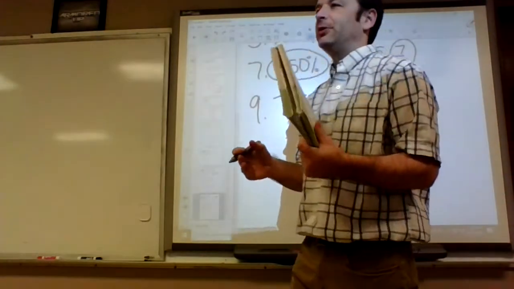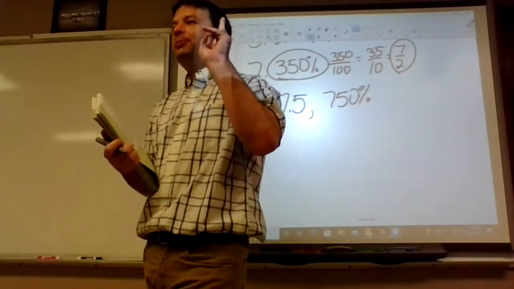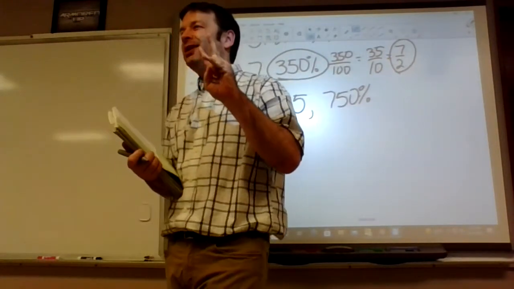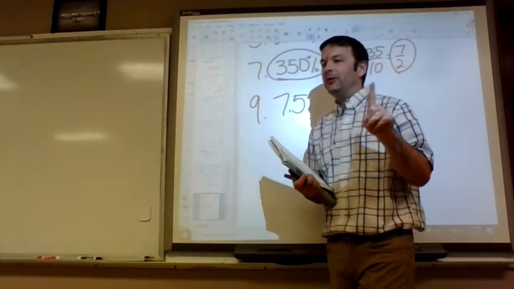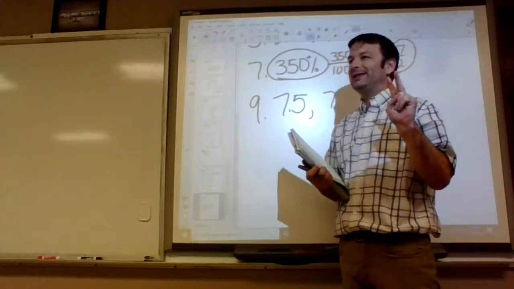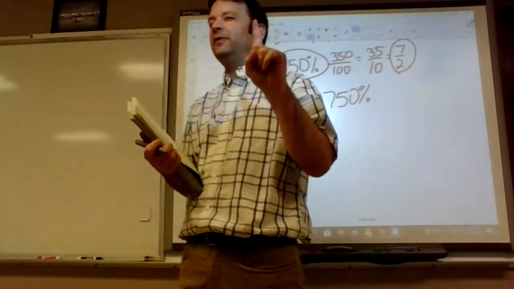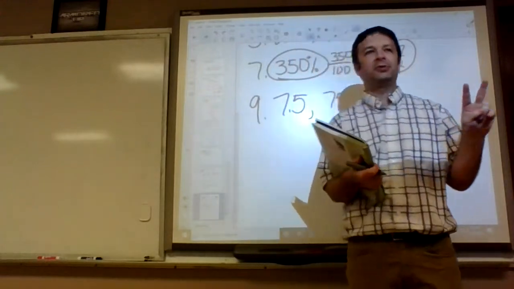Number 11. For this section, this is where it really starts ramping up. We need to be able to interpret two words today. What does "of" usually mean in math? Multiply. What does "is" mean? Equals. Okay, so we need those two. Of is multiply in math, is equals.